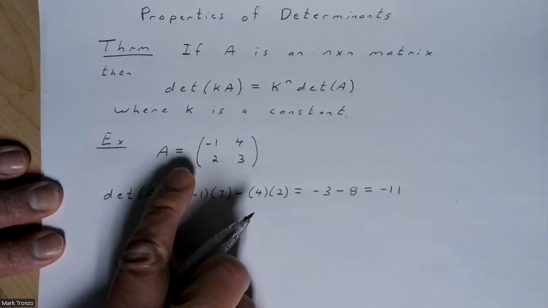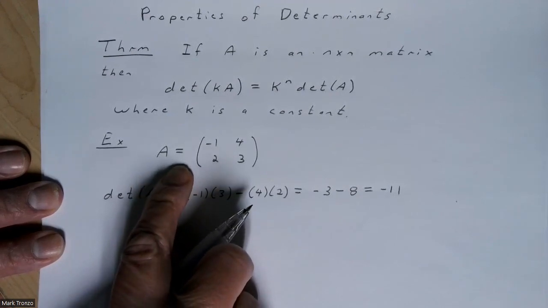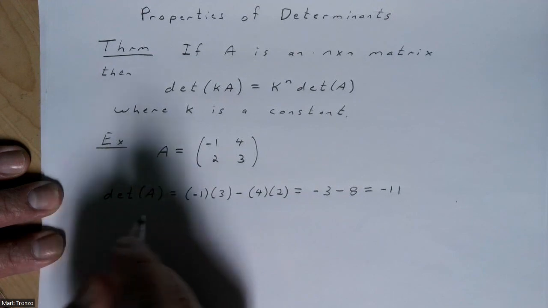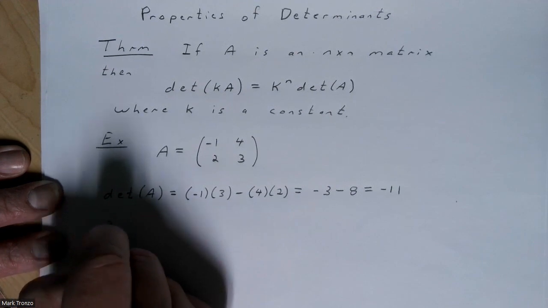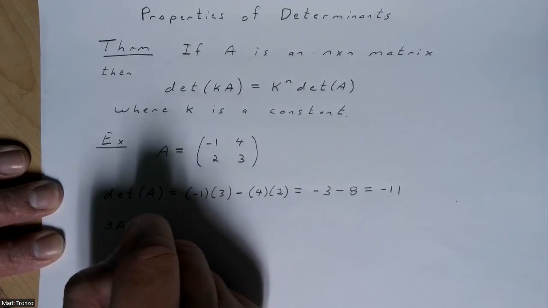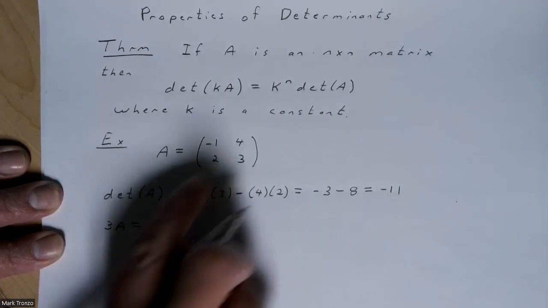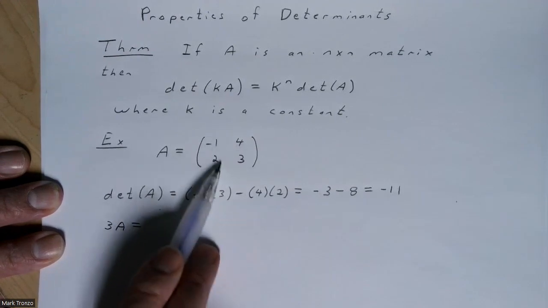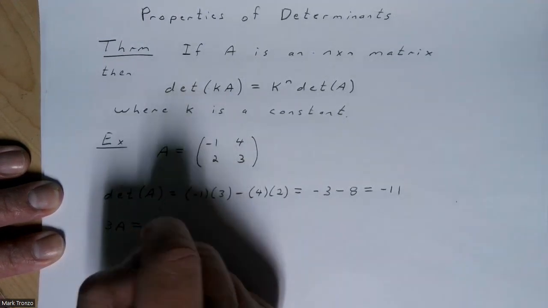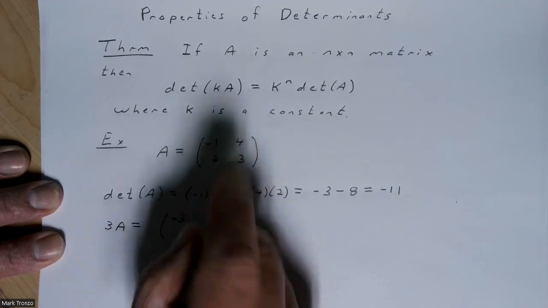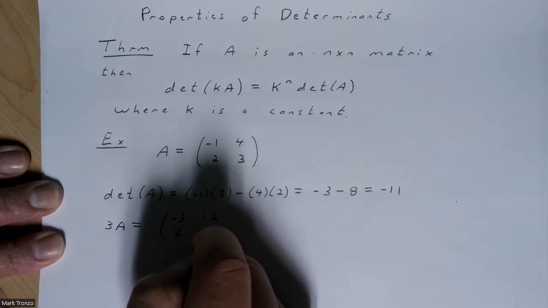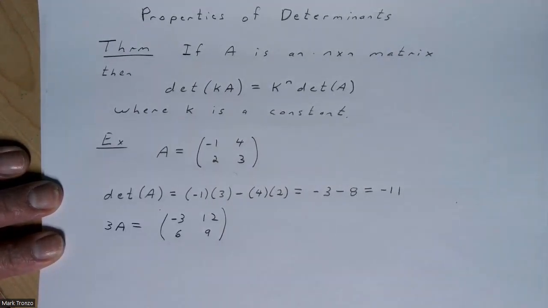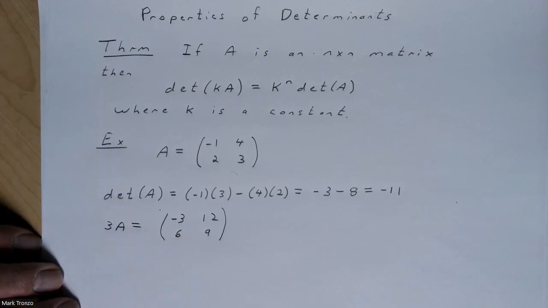And then let's multiply A times some number. Let's multiply, let's say, A times 3. Let's multiply 3 times A. And again, remember, when we do that, we multiply each element by the 3. So we take 3 times -1. We get -3. 3 times 4 is 12. 3 times 2 is 6. 3 times 3 is 9, like that. So that's 3 times A.